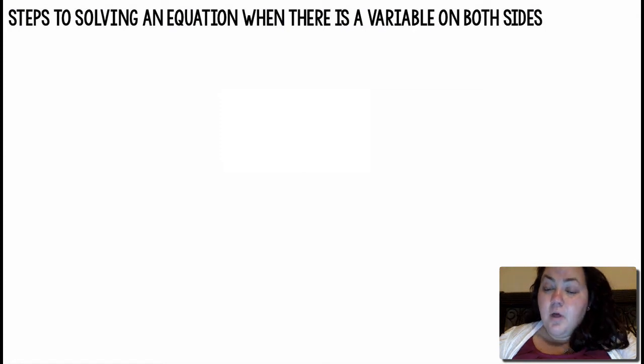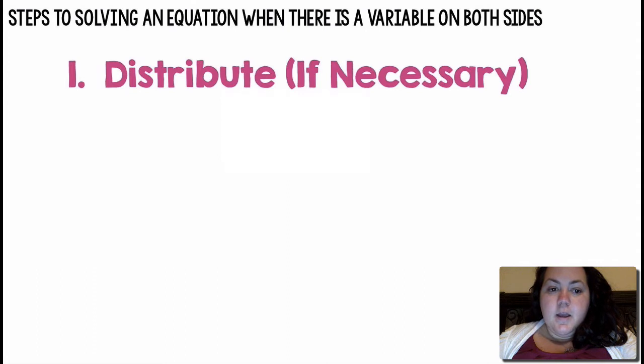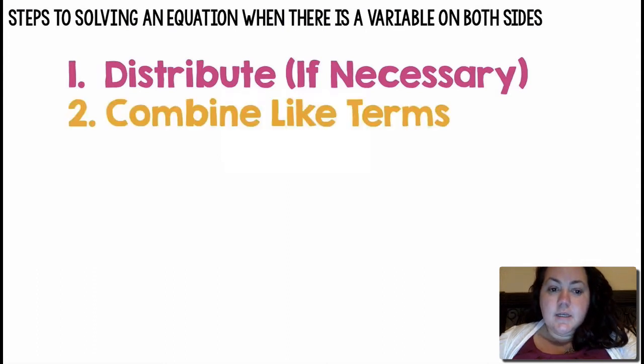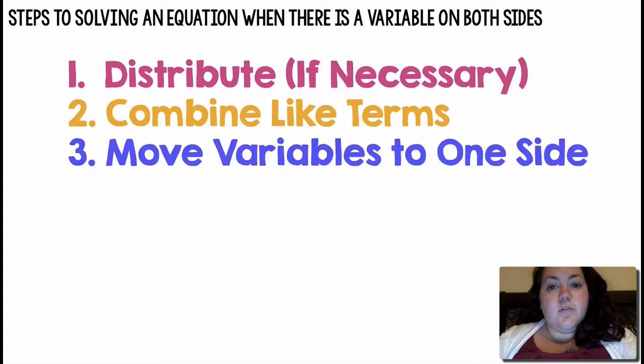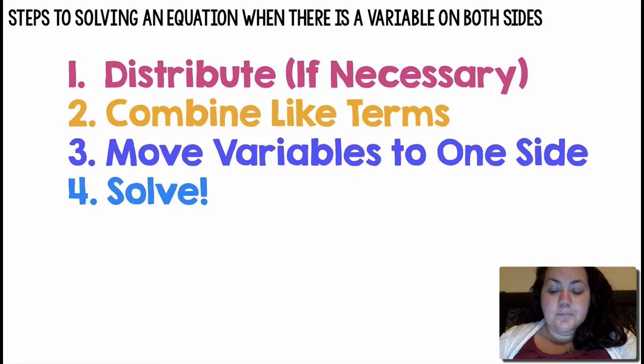We're going to talk about solving multi-step equations when there's a variable on both sides of the equal sign. All right, so first you're going to want to distribute if there's parentheses. Then we're going to want to combine like terms. Then we're going to move the variables over to one side and then solve.